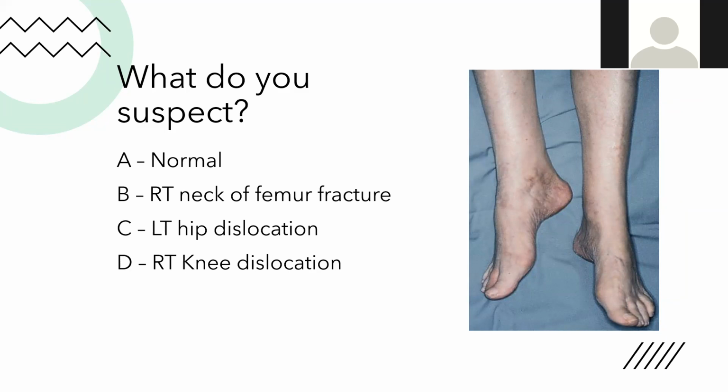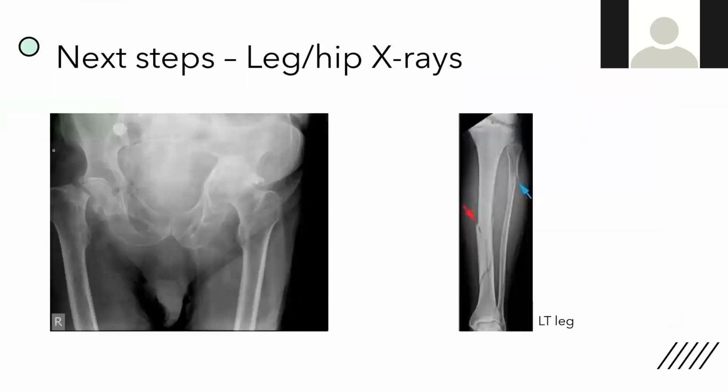So the history was that there's some pain in the right groin and the patient is unable to raise their leg. Yes, that's right. So it's a neck of femur fracture on the right side. And the way you would describe this leg is that it's shortened and externally rotated. So we have ordered some hip and leg x-rays, and you have it back.